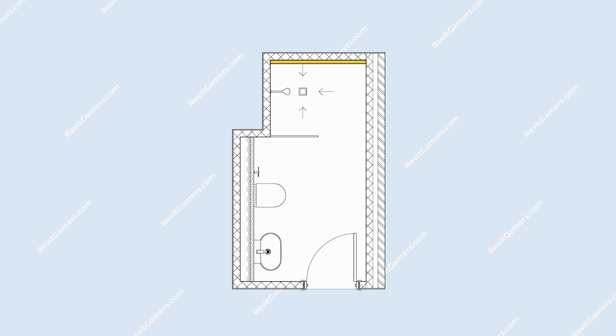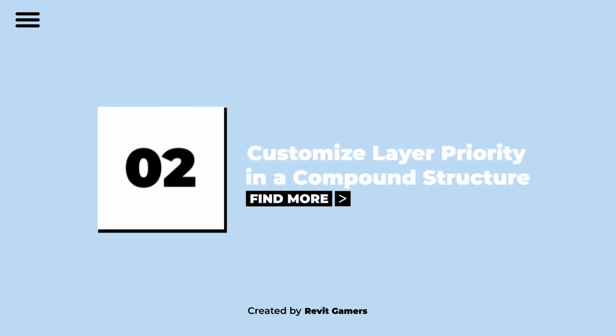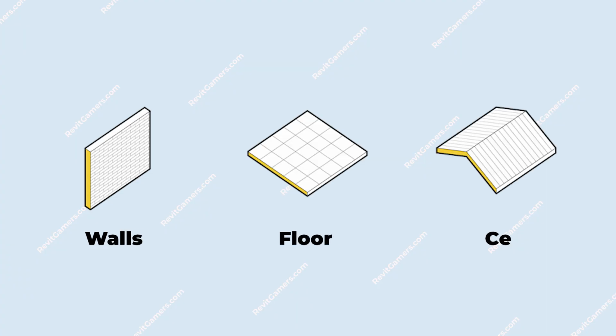It's a simple change, but one that finally gives us the flexibility we've been missing. And that's just the beginning. Up next, let's talk about another much-needed improvement to wall joins. Number 2, customize layer priority in a compound structure. Now that we can finally remove core layers, let's talk about another huge improvement in how walls, floors, and ceilings interact. The ability to customize layer priority in a compound structure.